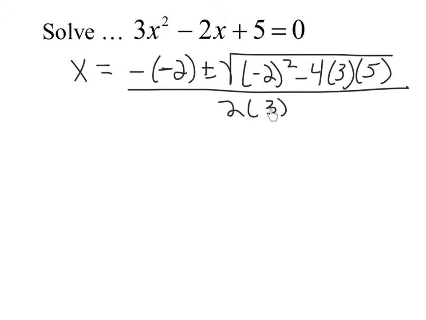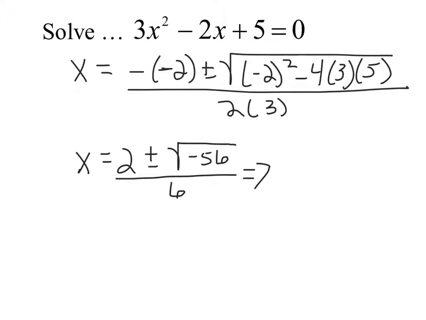So 2 times 3. Make sure that you've got your a's, b's, and c's all in the right places in your formula. Make sure that you haven't stuck any x's in here. x's do not belong inside the formula. x goes over here. This is x. We're solving for x, so we're not going to be putting x's in here, okay? And then we're going to simplify.